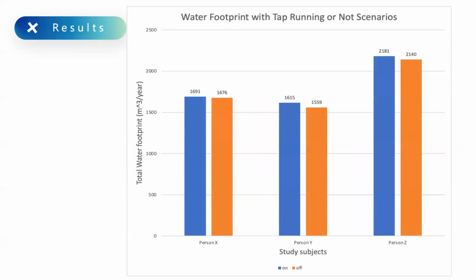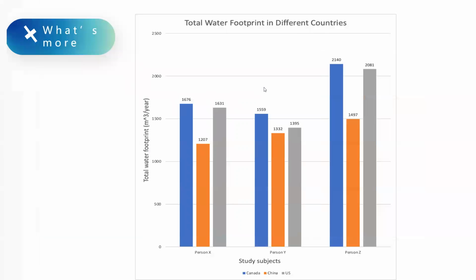However, when we look at the water tap being turned on and off, we can see a relatively big difference between turning the tap on or off while washing your teeth. Around 16 to 17 cubic meters of water could be saved each year if you just turn off the water tap while you wash your face or brush your teeth.